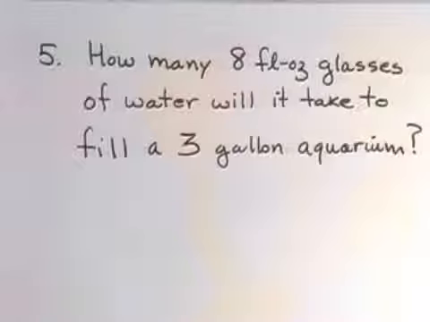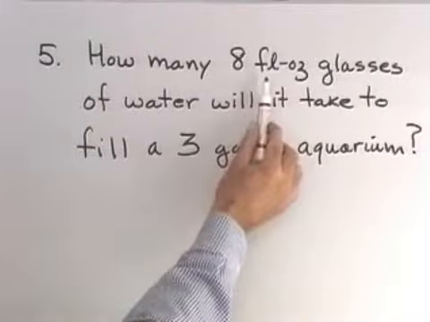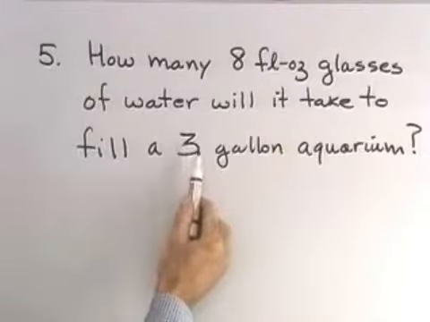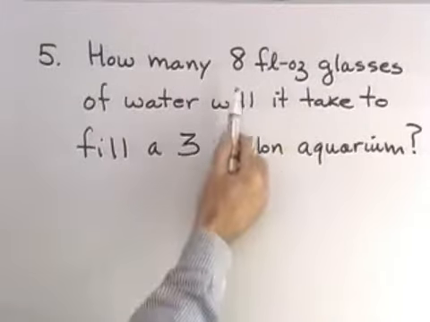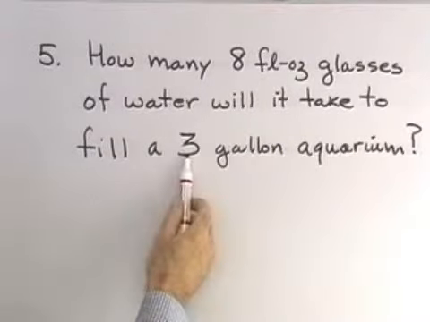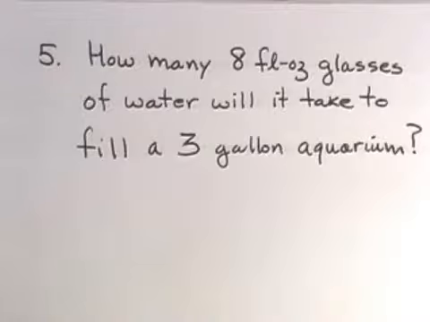Here's our next example. How many 8 fluid ounce glasses of water will it take to fill a 3-gallon aquarium? So what I'm going to do here is find out the number of fluid ounces there are in 3 gallons, and then I'll take that total number of fluid ounces and divide by 8, and that will be the number of those glasses. So I need to convert from gallons into fluid ounces.